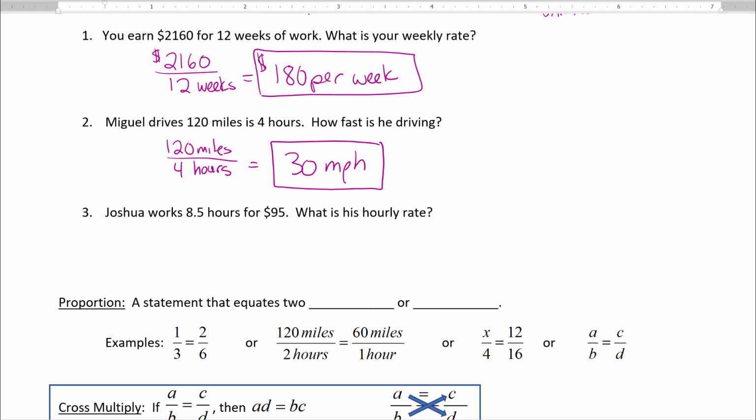Joshua works 8.5 hours for $95. Which one is going to go on the top? Well, 95 is going to go on the top because hours, 8.5, needs to go on the bottom because time goes on the bottom. So when I take 95 divided by 8.5, that gets me 11.176. Now we're going to round to the nearest cent, so this 6 tells that 7 to round up. So that's going to be $11.18. The 6 tells the 7 to move up to an 8, and that's per hour.